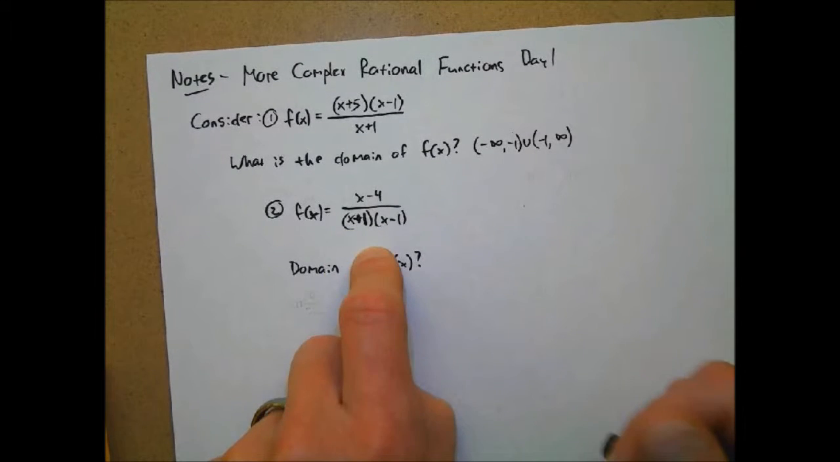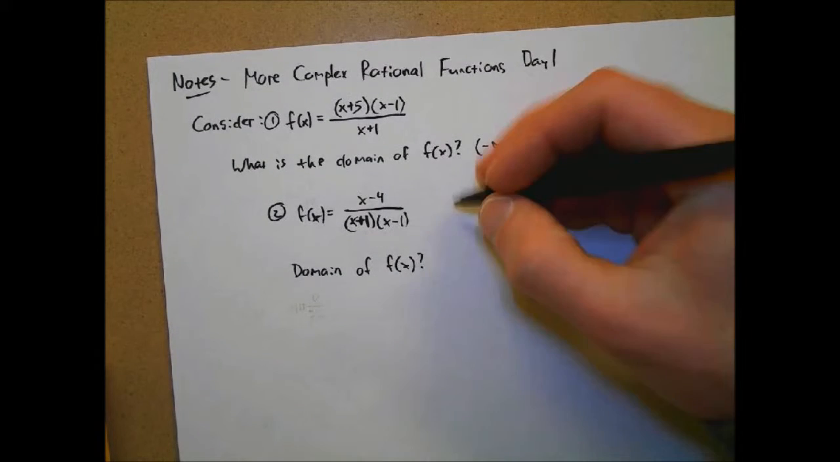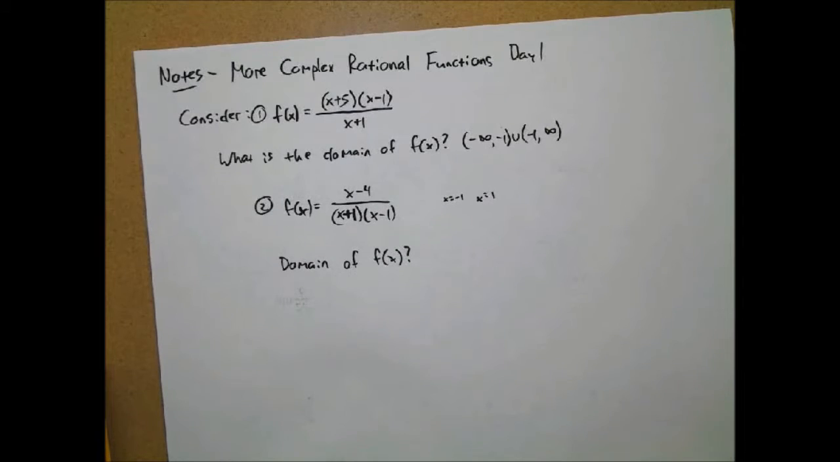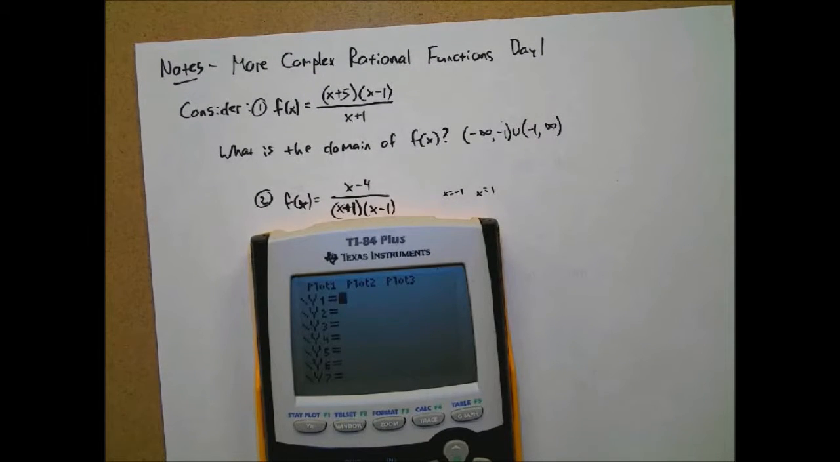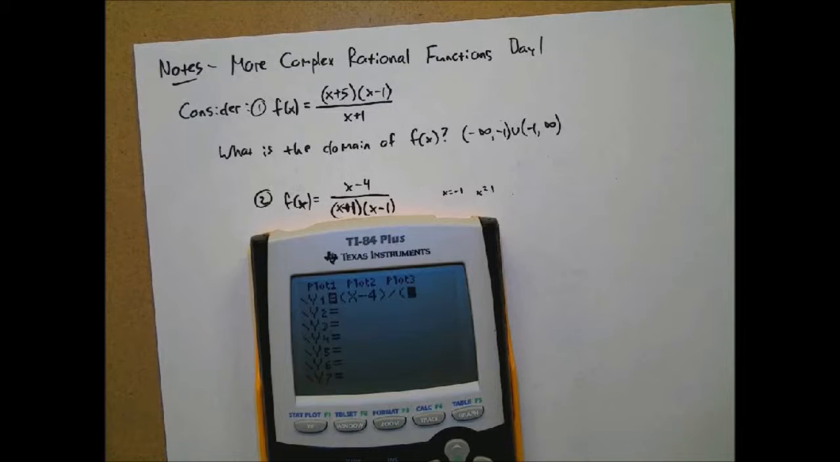Let's check our graphing calculators and see if that's true. So we're thinking at x equals -1 and at x equals 1, we're going to have a problem, right? So let's see what happens. Be careful how you type this in your graphing calculator. Parentheses around the numerator. And then you'll have a set of parentheses for the denominator, and then the parentheses for the x plus 1 and the parentheses for the x minus 1.